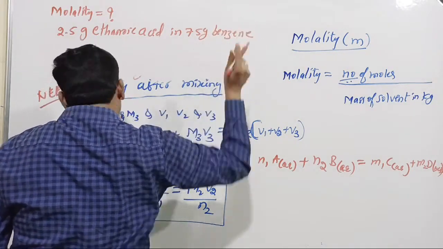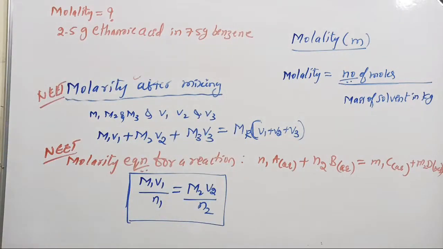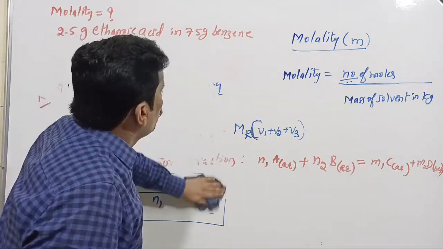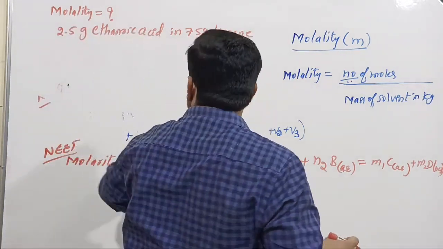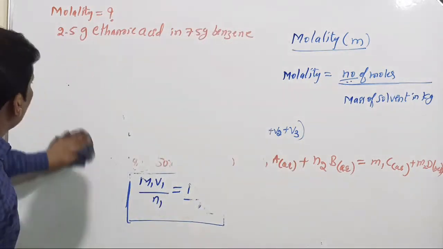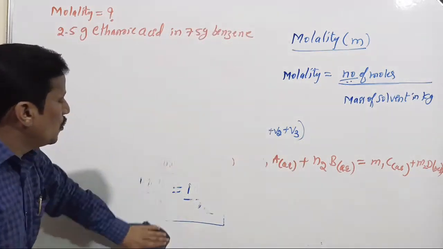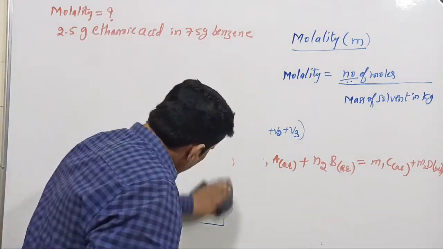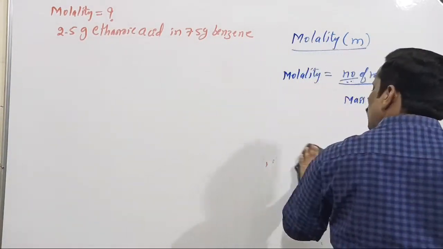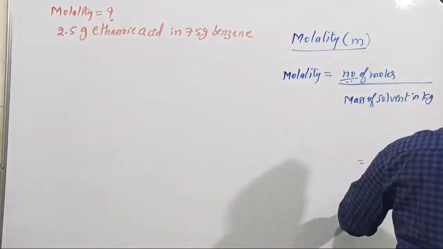It is an NCERT problem. Why am I solving NCERT first? Because in theory they will ask from NCERT only, so I am solving NCERT problems. Fine. You solve this using the formula. First, calculate the number of moles. The solvent mass is given in gram, so convert it into kg and substitute. You will get an answer.